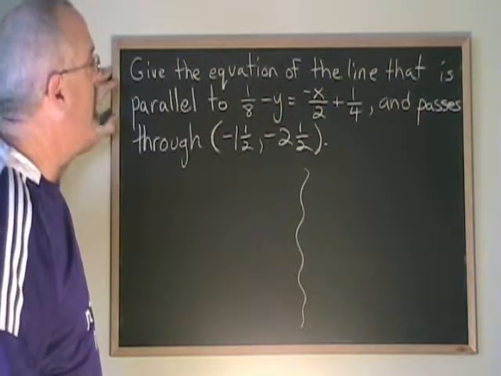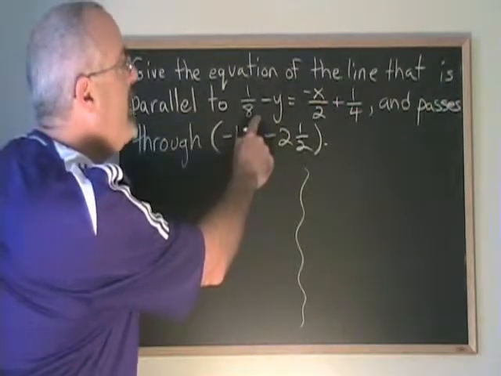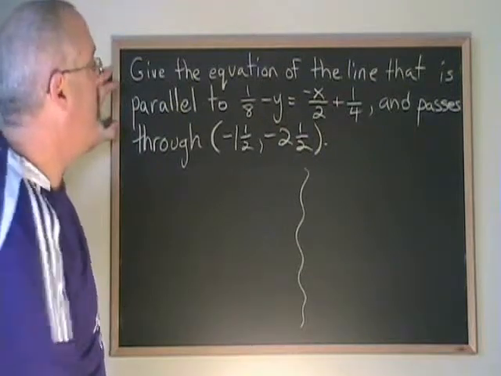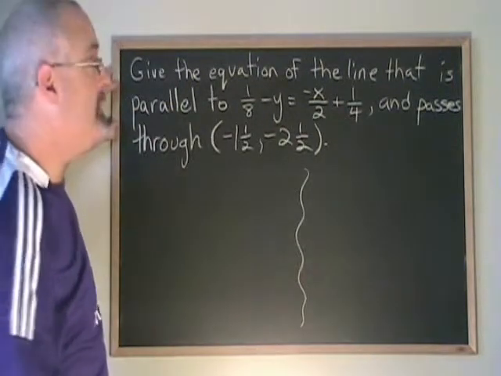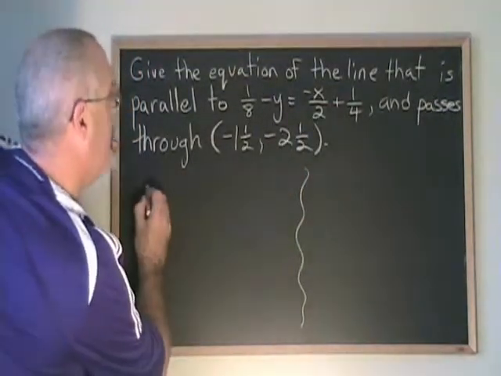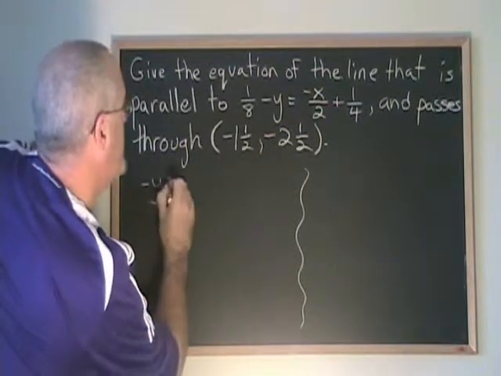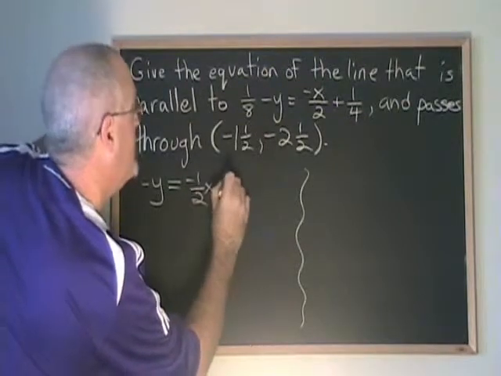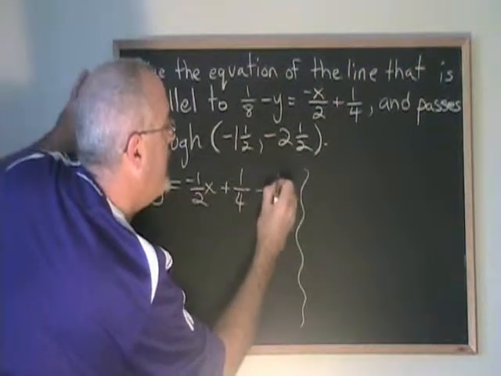In this example, I am being asked to give the equation of the line that is parallel to 1/8 minus y equals -x over 2 plus 1/4 and passes through the point -1.5, -2.5. The first step is to find the slope of the given equation. I'm going to start by isolating the y on the left of the equals. Negative y equals -1/2 x plus 1/4, and moving the eighth to the other side, minus 1/8.